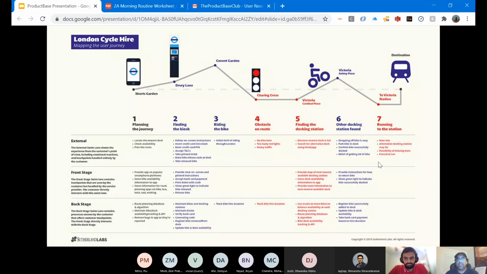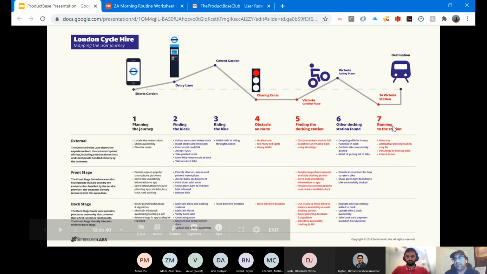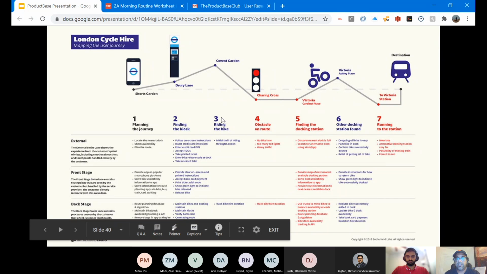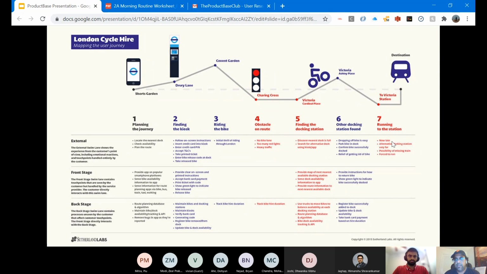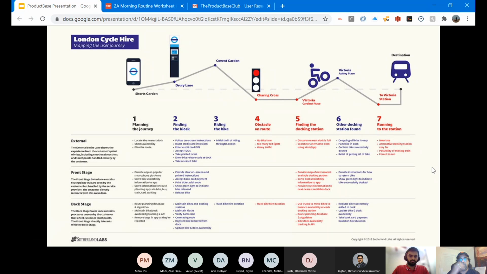So it allows you to take a step back to see, okay, what would I do in these steps to actually improve, let's say, being able to find the docking station. Maybe it's a question of having more docking stations or being able to point the user to the right docking station. Those are things you can do to improve this. For running to the station, maybe there is a way you can give the user some indication when they're riding the bike that they may be late to catch their train. Those indications are things you can work on to improve this experience.